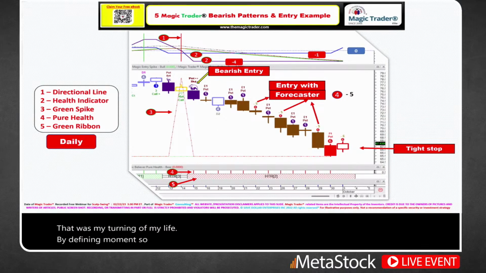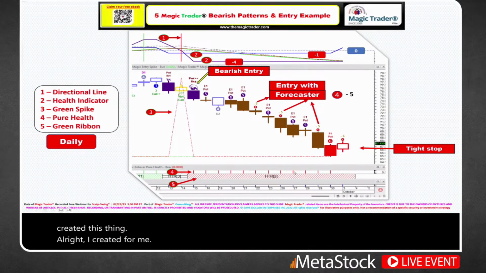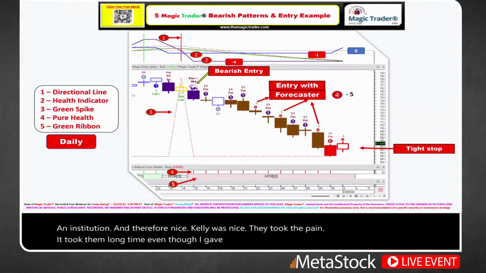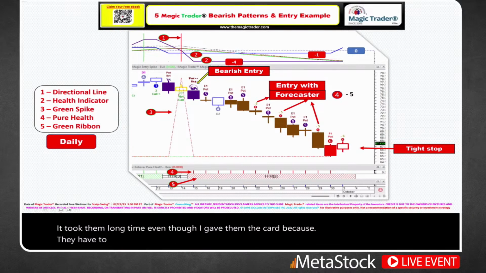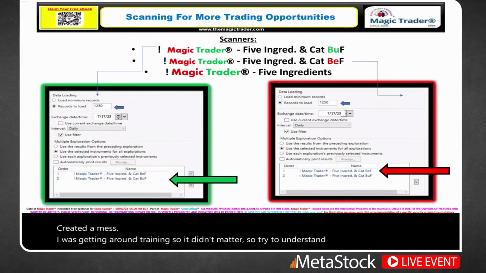So hopefully you guys try to understand where we're coming from, why I created this thing, all right? I created it for me, an institution. And Jeff was nice, Kelly was nice. They took the pain. It took them a long time, even though I gave them the code, because they have to protect me, and it took a long time. And I'm not a programmer, so I created a mess. I was busy trading, so it didn't matter. Right? So try to understand where everything is.